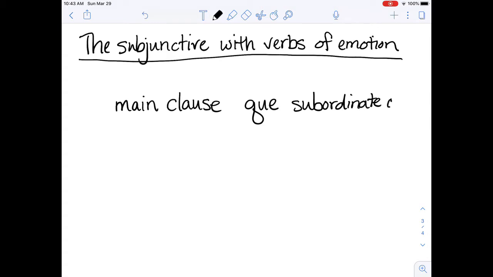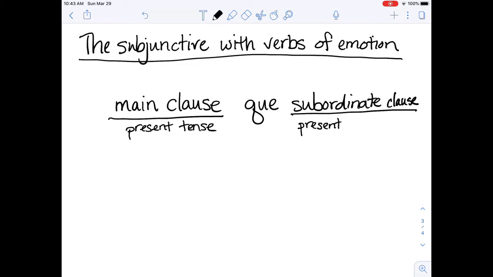So just as a reminder of what we were doing last chapter, and in our notes just above, we were putting the main clause in the present tense. And that's just the very first tense you ever learned, right? And the subordinate clause we're putting in the present subjunctive.